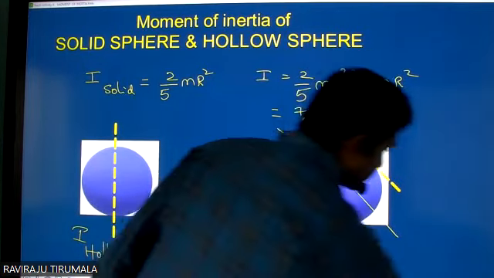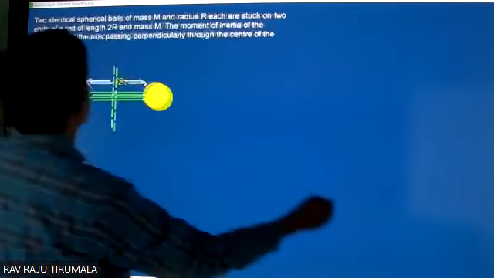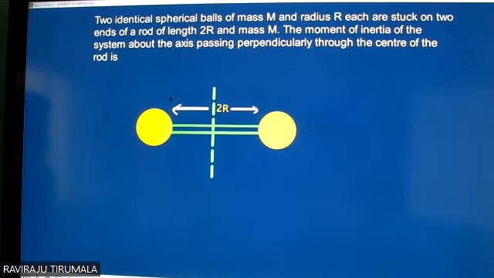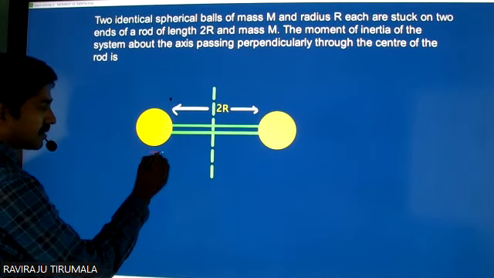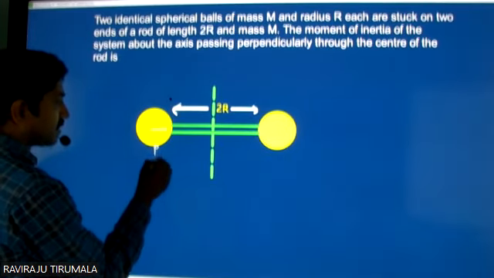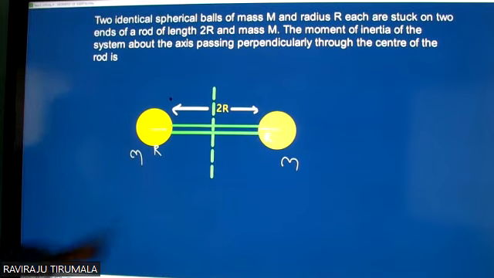Okay. Now come to the next question. Two identical spherical balls of mass m and radius r each are stuck on two ends of a rod of length 2r and mass m. Spherical balls are given whose radii are r, here radius r, here also radius will be r. Mass here and here in both the cases m only. But the length of the rod is given 2r. And rod is also having some mass.